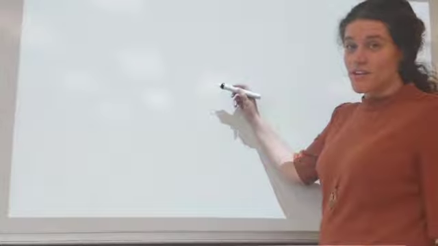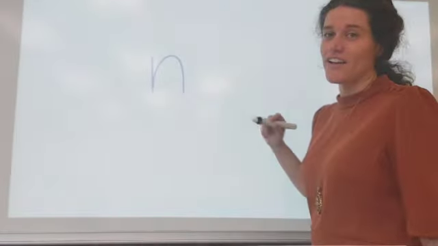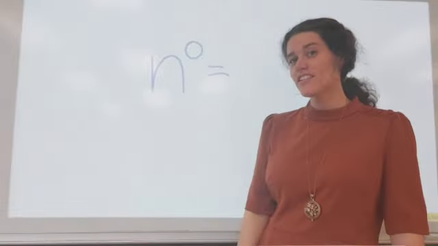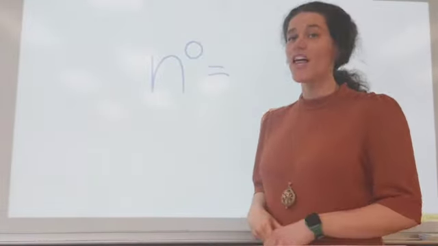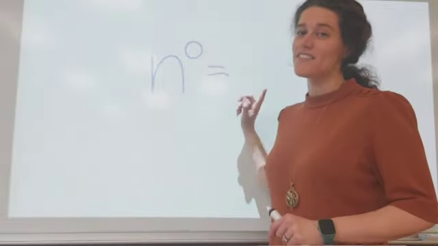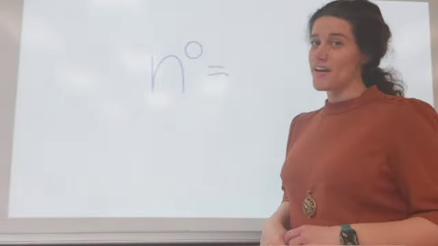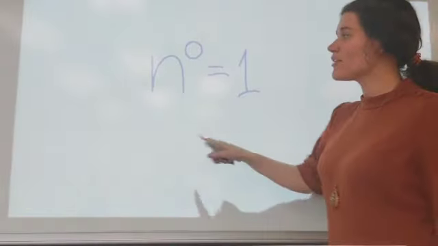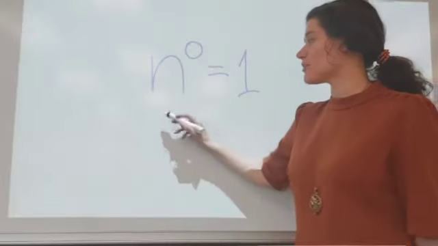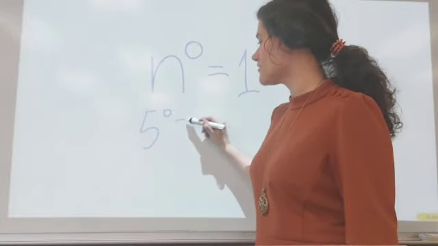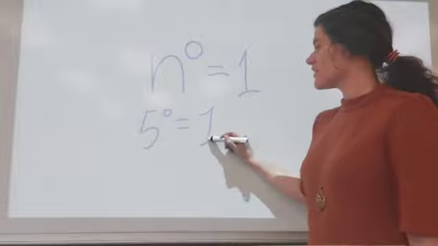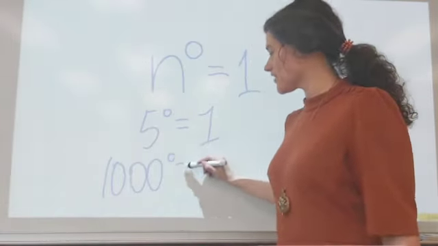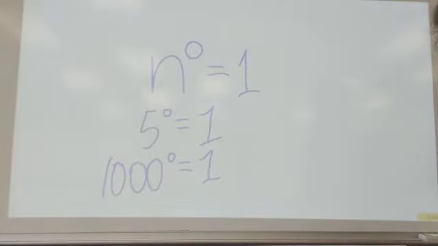So if I have some number, any number at all, and I raise it to 0, what do you think that would be? A lot of people might say 0. But that would be incorrect. The answer is actually 1. It doesn't matter what number it is, any number. It could be 5 raised to 0, it will equal 1. It could be 1,000 raised to 0, equal 1.